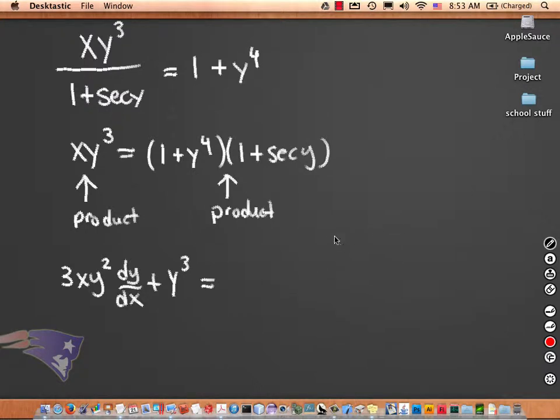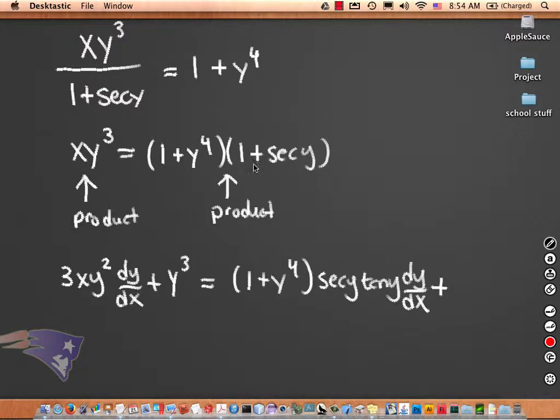Does that make sense? First times the derivative of the second, so that's 3y squared dy dx. So it becomes this, 3xy squared dy dx, plus second times the derivative of the first, but that's just 1, so it's y cubed. Now again, this is a product, so it's first times the derivative of the second. So 1 plus y to the 4th power. The derivative of 1 plus secant, well, the derivative of secant is secant tangent dy dx. Secant y, tangent y, dy dx.